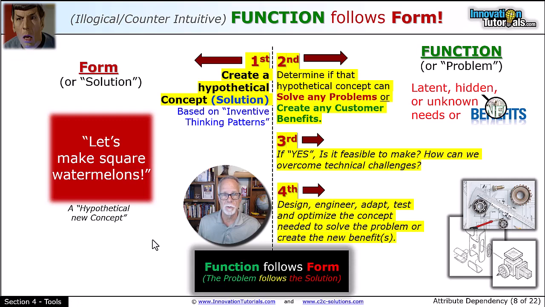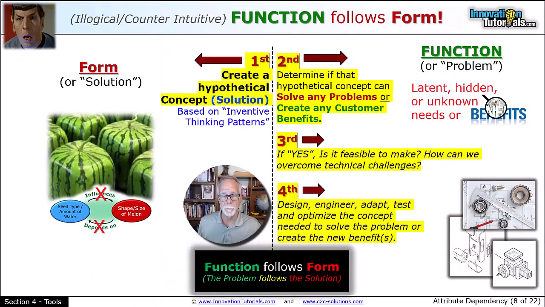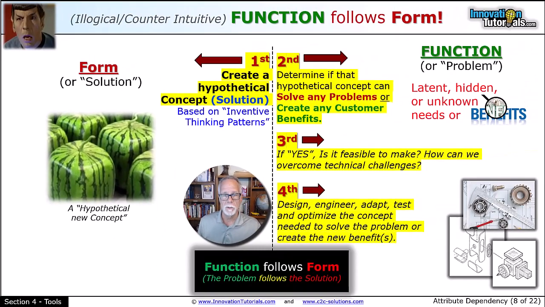Let's say our conceptual solution is a square watermelon. So in this case, instead of creating a dependency, we're going to break a dependency. The type of seed or the amount of water influences the size or shape of the melon. Let's break that dependency. So there's our hypothetical concept. So the second step here says, does it solve any problems or create any kind of customer benefit? They won't roll, so maybe it's easier to cut them. You could actually have a higher packing density in shipping because they're square shaped. They look kind of cool. It might fit easier inside a refrigerator. We may just have a winning idea here.